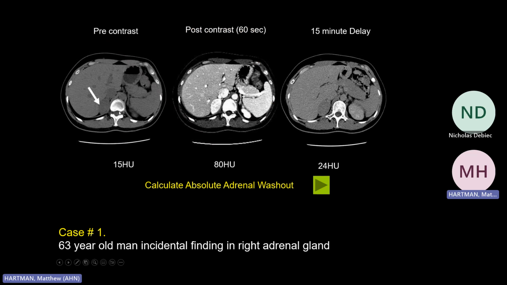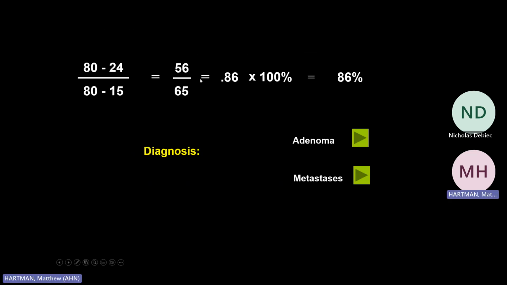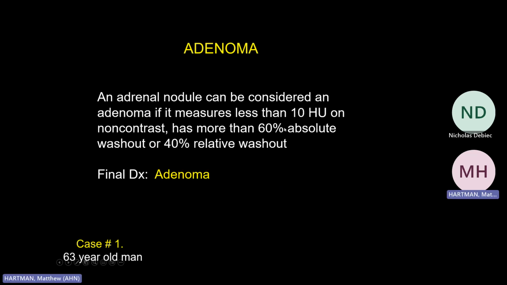Here's the CT non-contrast, 15 Hounsfield units. It's more than 10, so we cannot call this a lipid-rich adenoma. It enhances to 80 and washes out to 24. Here's our formula. We get 86% washout. Our criteria was 60% or more, so we clearly have an adenoma and have excluded metastases.